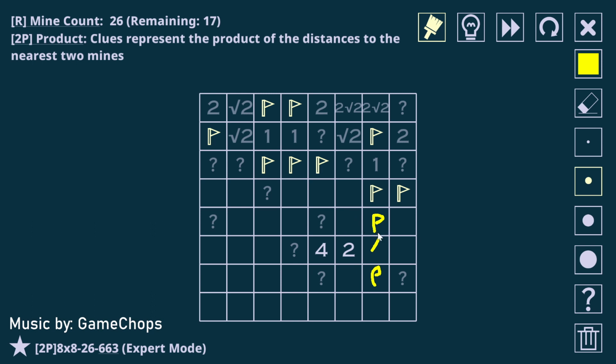What about if we looked at the other way around? If this was a 1 by 2, right? Then none of those are mines. One of those are mines. I guess we don't know which.